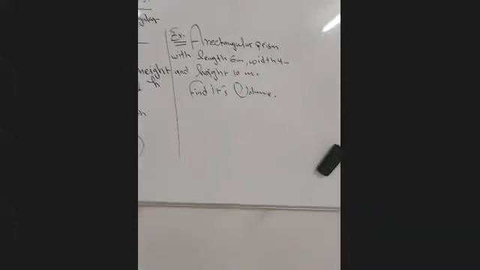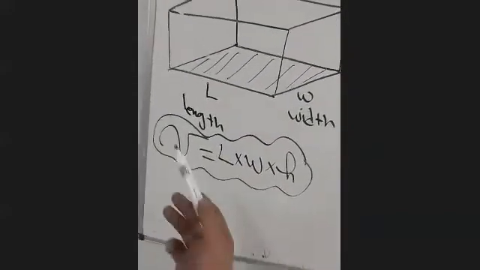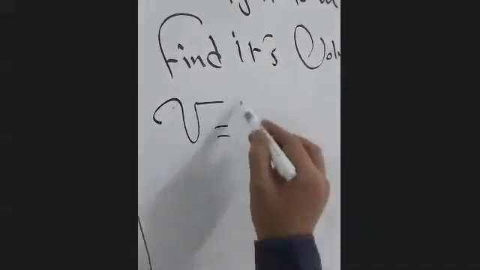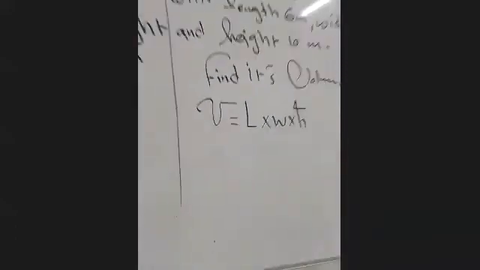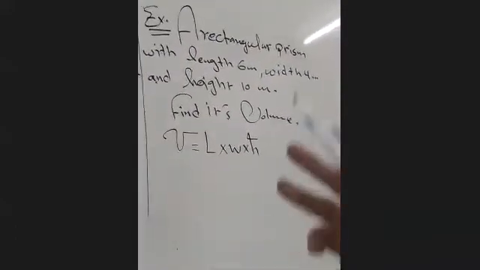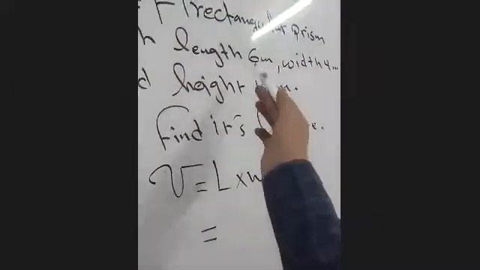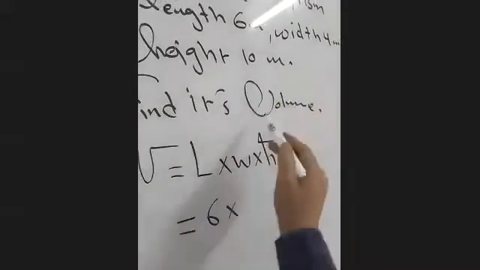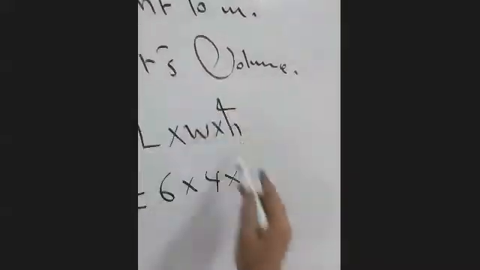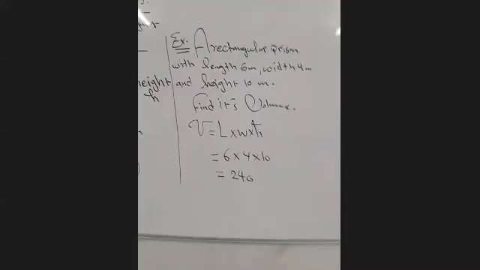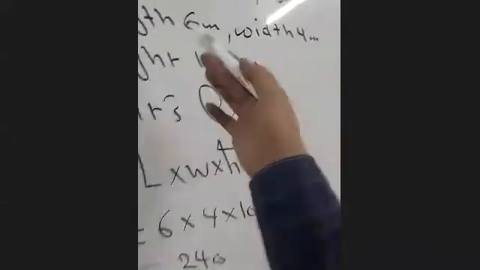Find its volume. Now, rectangular prism, I know the volume of the rectangular prism. V equals length by width by height. Just write the formula: V equals length multiply width multiply height. The length is given, the width is given, the height is given, just apply. This equals 6 multiply 4 multiply 10, which is 240. 240 what? The unit is meter.